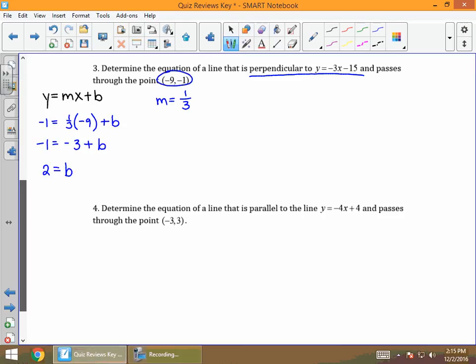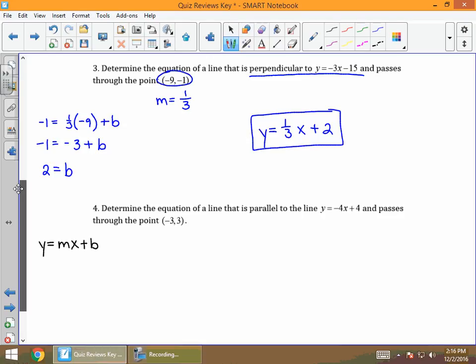So the equation of this line, now that I know m and b, y equals mx plus b. I now know my m and I know my b. So it is y equals m, which is 1/3, x plus the b, which is 2. Y equals 1/3 x plus 2. Remember, perpendicular, opposite reciprocals.